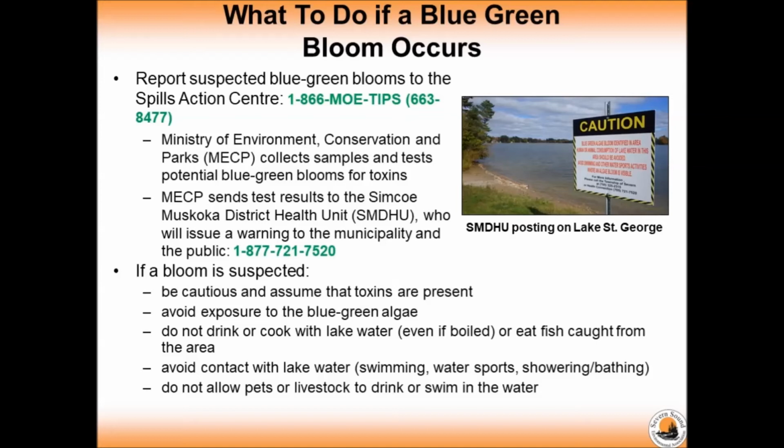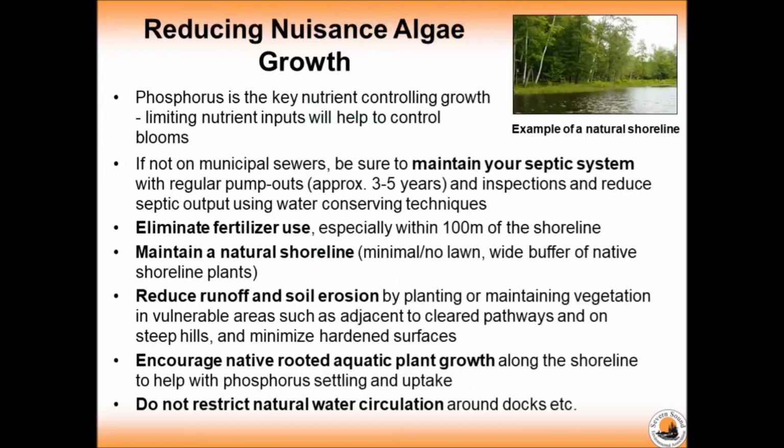So if a bloom is suspected, and maybe before it's been actually confirmed, be cautious and assume that there are toxins present until you find out otherwise. So you want to make sure you avoid exposure to the algae. This means not drinking the water even if it's been boiled or using it for cooking. Boiling can actually make toxin concentrations higher as the cells break apart when you boil them and will actually release more toxin if it's in fact present. Avoid eating fish caught from the area as well. Avoid contact with the lake water, obviously, so through swimming, water sports, showering or bathing. And make sure you don't allow pets or livestock to drink the water or swim in the water either.